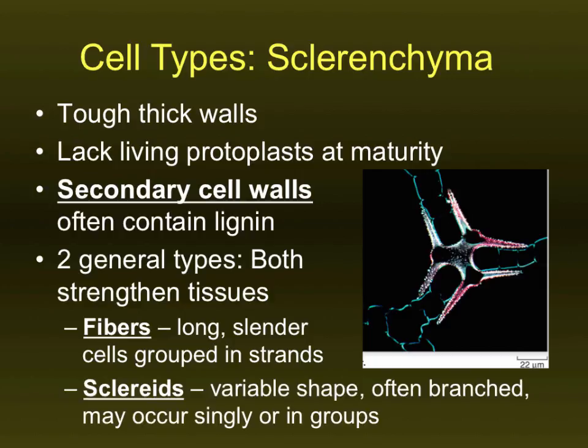The second type are sclerids, and sclerids are not strands. They're not fibers in terms of shape. They're often more of a spherical or geometrical shape, sort of like that. So you see these things occurring typically in groups, sometimes singly, but usually in groups. And where they occur, they're going to impart a really, really tough covering over something.